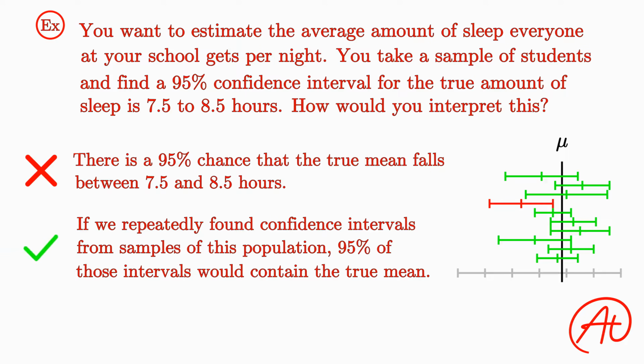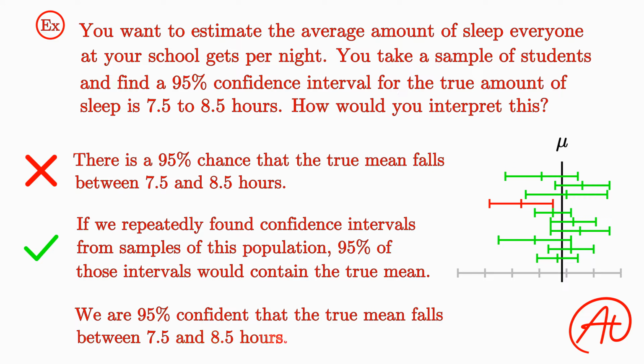This is the most correct definition, and if you see this as an option for a problem on a test or your homework, it's usually the right one. However, you may also see and use a kind of shorthand version of this statement, saying that we are 95% confident that the true mean is within 7.5 and 8.5 hours.